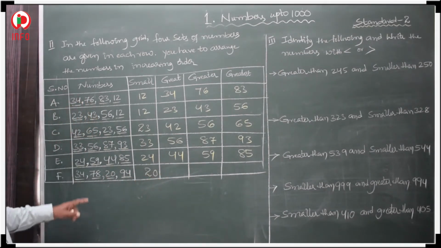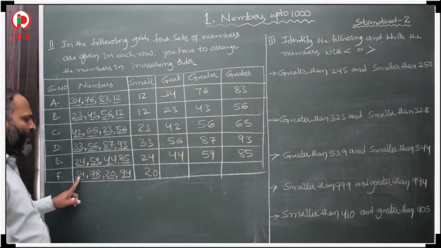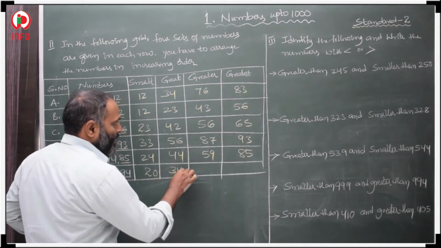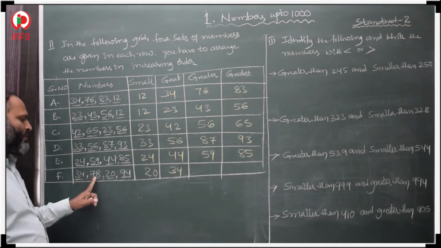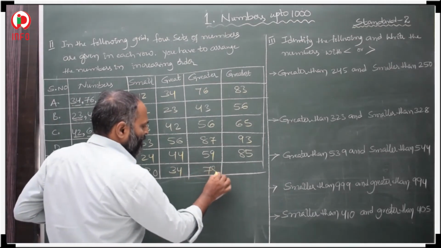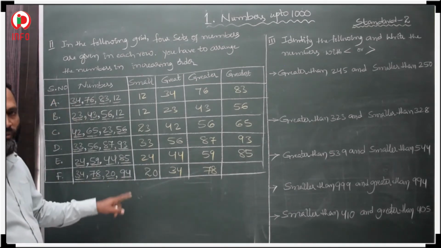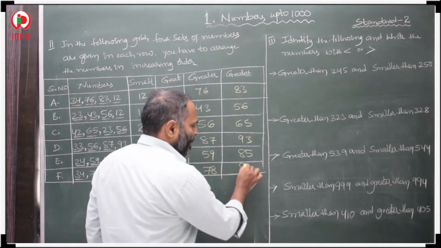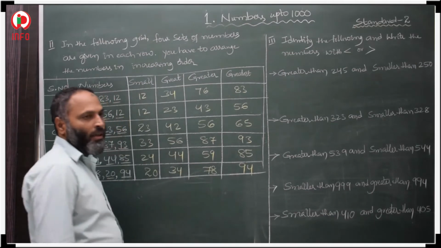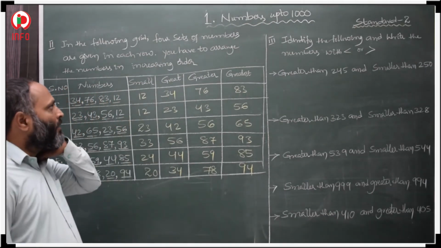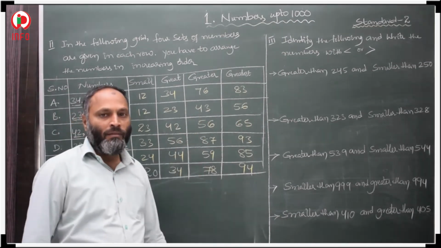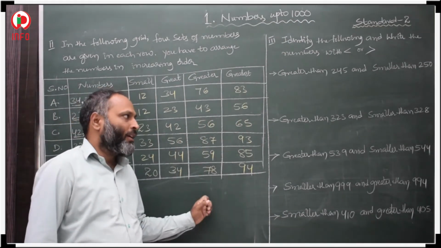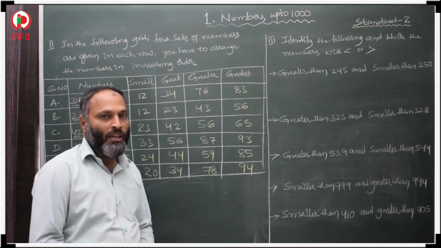The greater number is after 2, which is 34. The greater number after that, 78, will come, and the greatest number is 94. In this order we have to arrange it, in increasing order. All these are in increasing order. So when 2-digit numbers are given, we have to keep them in increasing order in this way.